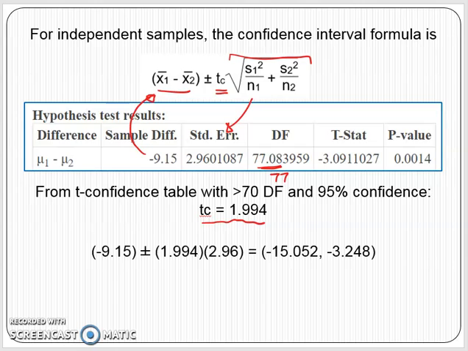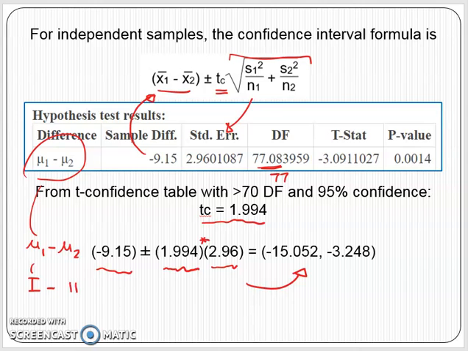Using the formula, the difference in the sample means is negative 9.15, plus or minus the t critical value, 1.994, times the standard error, which is the whole portion of the square root, 2.96. Remember that this is a multiplication, so do the multiplication before the addition and subtraction. When you do that math, you get that the difference in the population means, which is what I'm estimating, is between negative 15.05 and negative 3.248. And remember, this is estimating mu1 minus mu2, the mean of the test scores for program 1 minus the mean of the test scores for program 2.